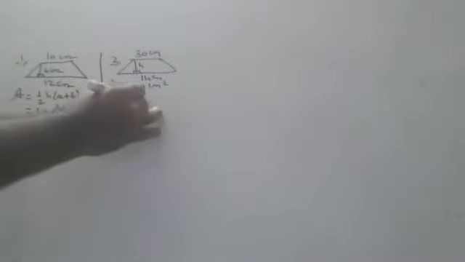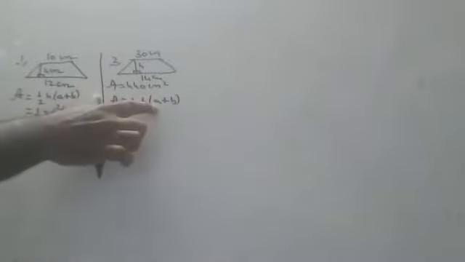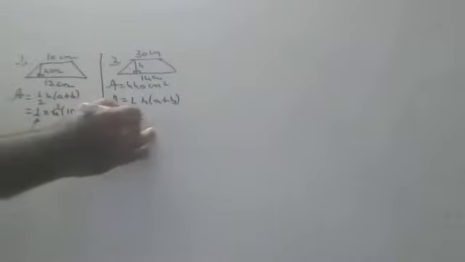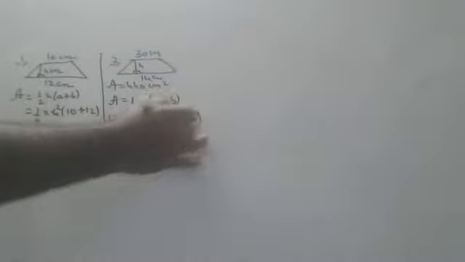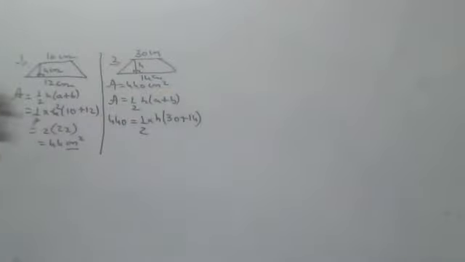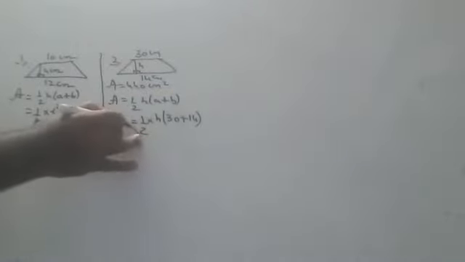I told you, no, out of 4 variables, any 3 variables they will give us. Now what they gave? A they gave, B they gave. He's asking H. Let's substitute. 440 is equal to half into H into (30 plus 14). Please see, children, all of you kindly copy. Bring this 2 down. It comes 880 is equal to H into 44.